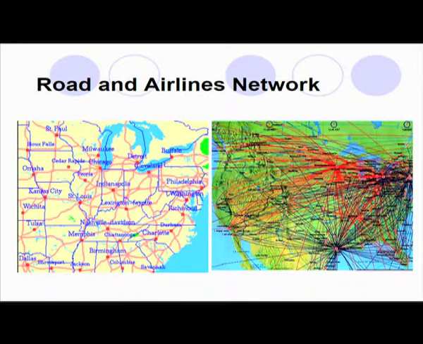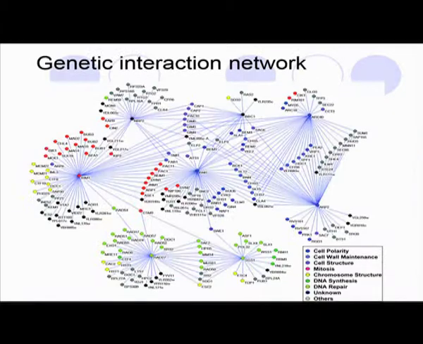Similarly, you can have road and airline networks. In the airline network, each node could be an airport, and the flights going from one airport to another establish links between the two airports. Here again you can have concepts of hotspots, and when some hotspots stop functioning, what would be the overall effect on the network. These types of things can be studied very nicely in the framework of this formulation.